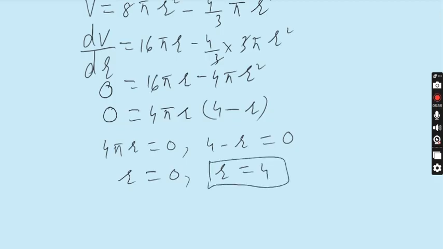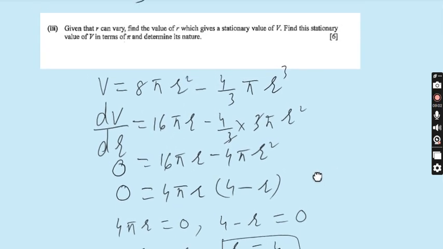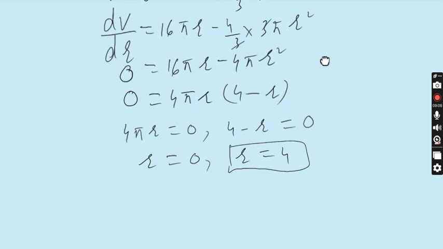Obviously the radius cannot be equal to 0, otherwise the whole thing has finished. Therefore the stationary value of the radius is r = 4. Find the value of r which gives a stationary value of V. This is the answer.